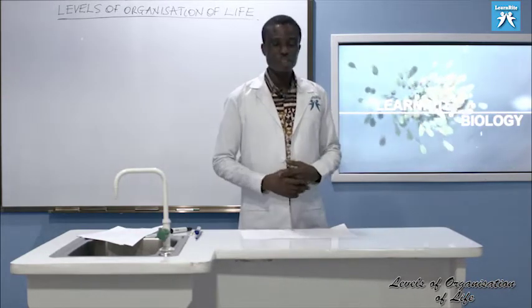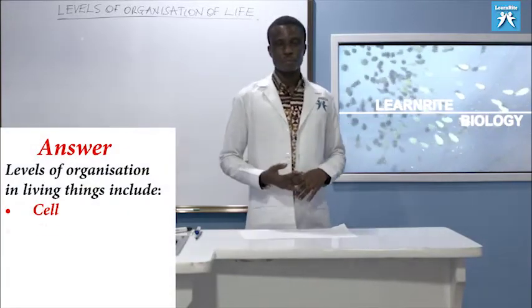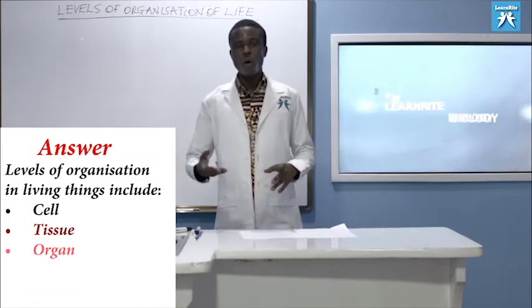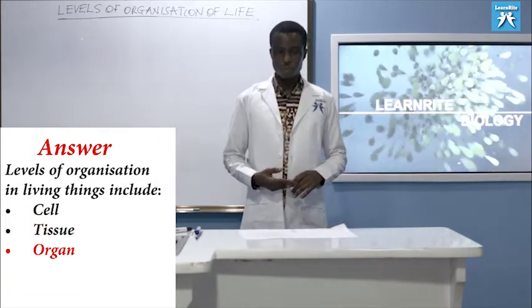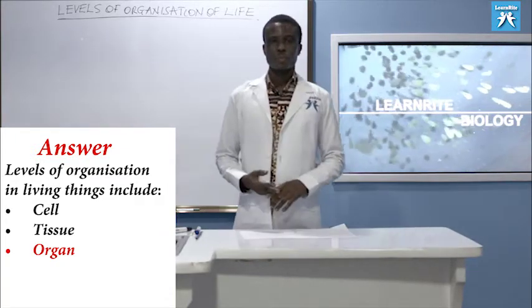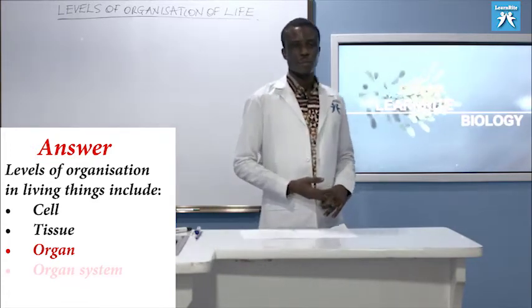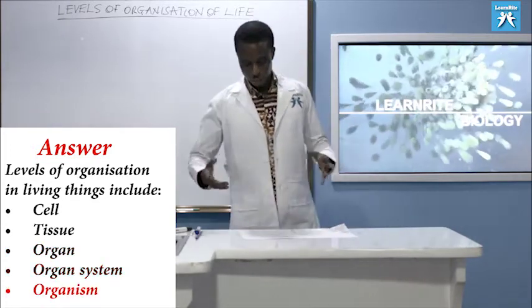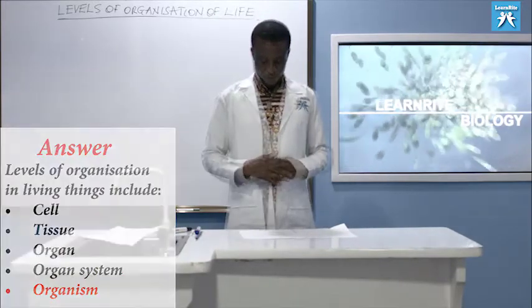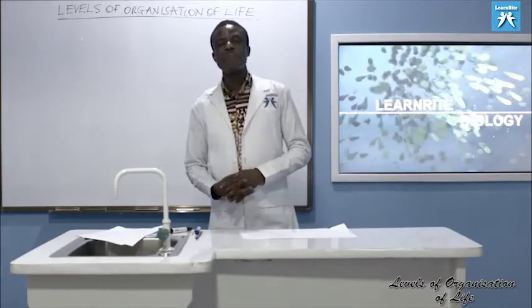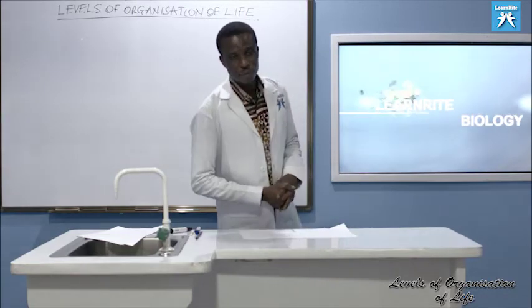Name the 4 levels of organization in living things. I hope you started. Cell, tissue, organ, system, and organism. So we have named 5. They say 4, we are giving them 5. Explain 2 of the levels named above.